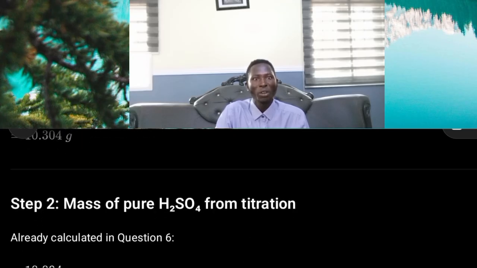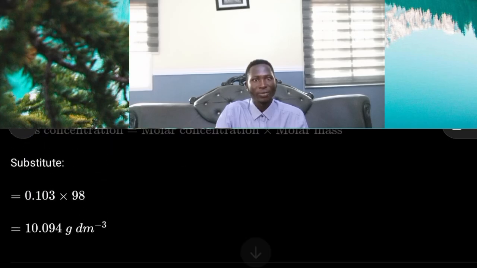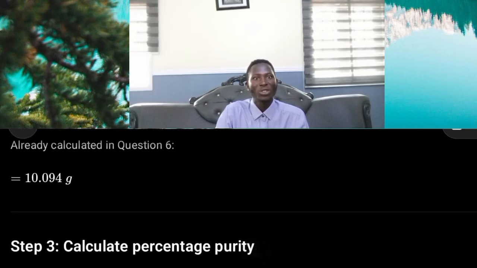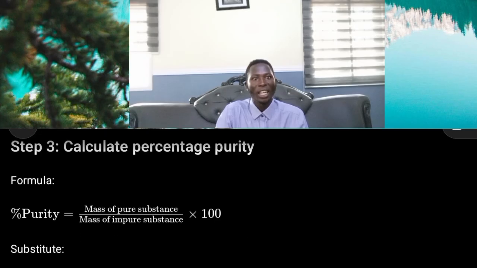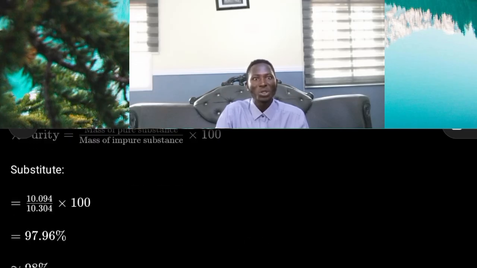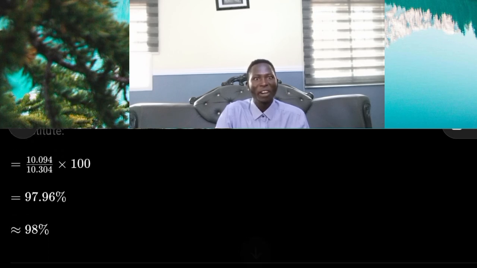In step 2, the mass of pure sulfuric acid from titration was already calculated in question 6. This is what we calculated. Now we come down to step 3, percentage purity. The formula for percentage purity is mass of pure substance over mass of impure substance times 100. Once we substitute, divide and multiply, what we get is 97.96%, and when we approximate, we have 98%. So this is our final answer for the suspected question that WAEC may ask on Wednesday.